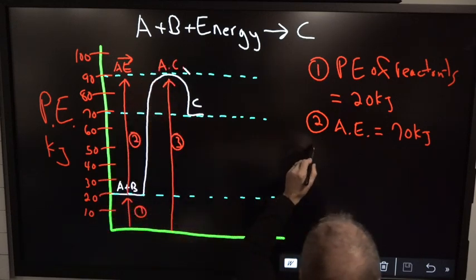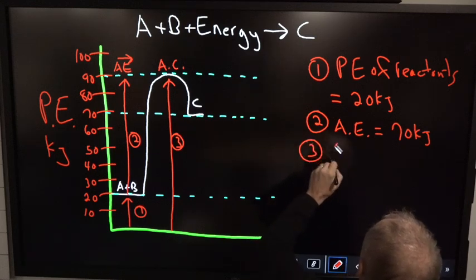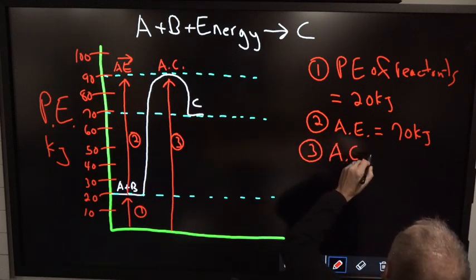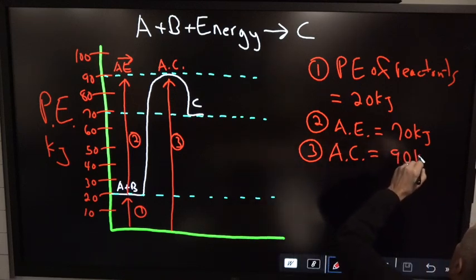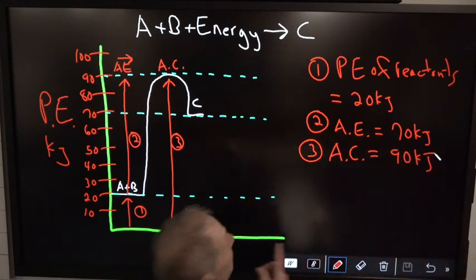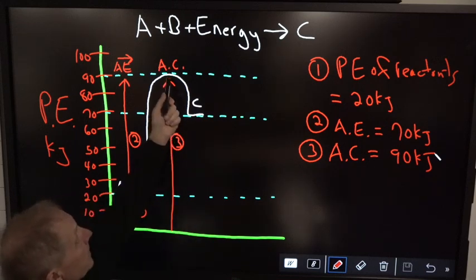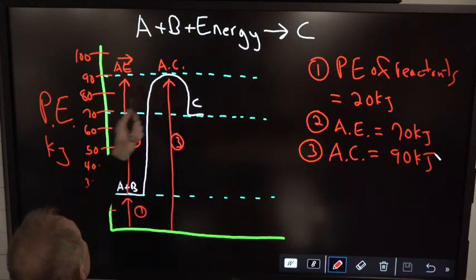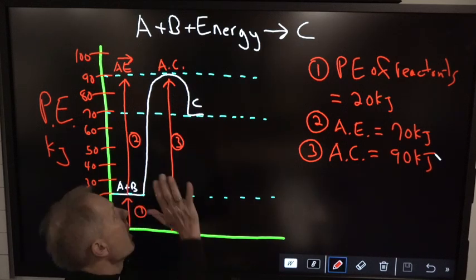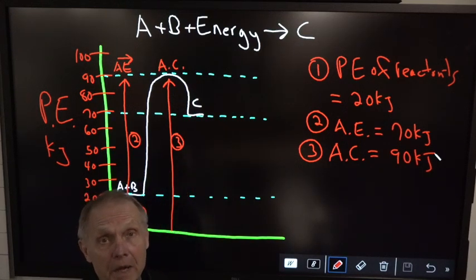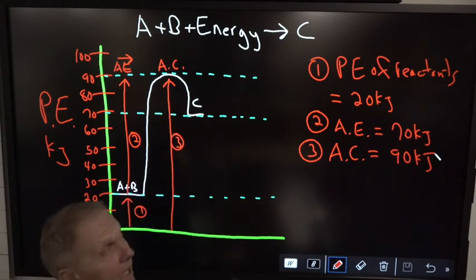So circle number 3, AC equals 90 kilojoules. Now don't forget, activated complex is at the very top, so it has the highest potential energy. It's the most unstable part of an exo or endothermic graph. The top, the activated complex. It's when the molecules are coming together.